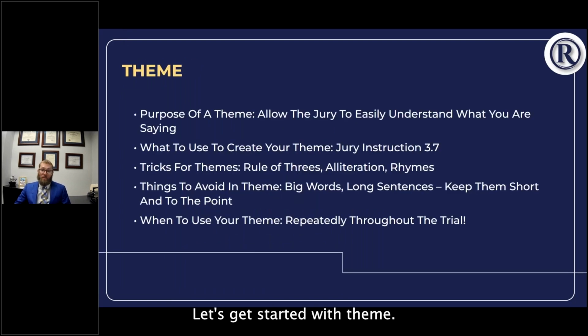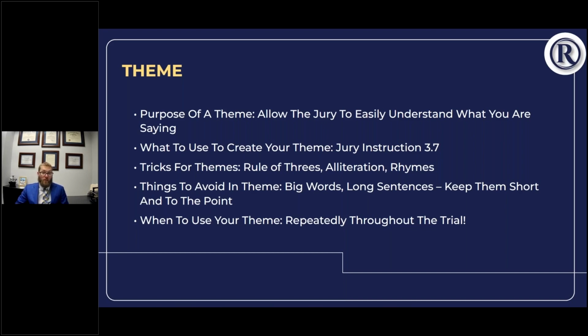So what is a theme? When you're thinking about what your theme is for a trial, it is the message you want to relay to a jury. So your theme is how you're going to get to not guilty. It allows the jury to easily understand what you're saying. You're saying your client is not guilty. So the most important thing to discuss when coming up with your theme is jury instruction 3.7, which is reasonable doubt. That's how we get to not guilty, is by arguing that there's reasonable doubt in the case.